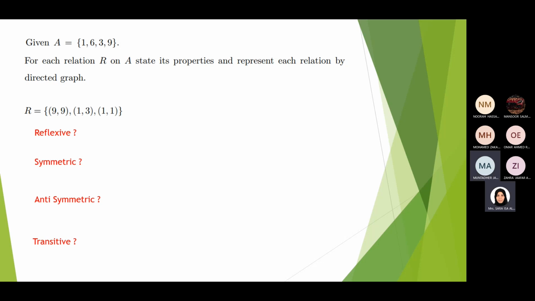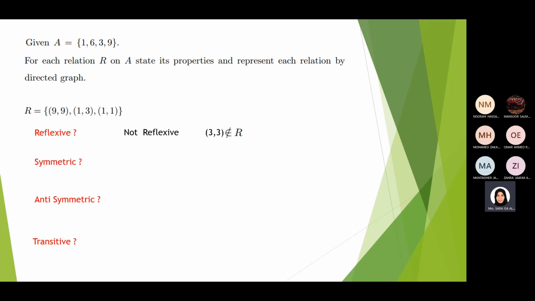Do you think that this is reflexive? Why is it not reflexive? 6, 6 is not here. Yes, great. We said reflexive means every element in A should relate to itself. That means I need 1, 1 included, 6, 6 should be included, 3, 3 should be included, and 9, 9. But actually here we have only 9, 9 and 1, 1. So not every element is covered, so it is not reflexive. I have to give a counterexample.